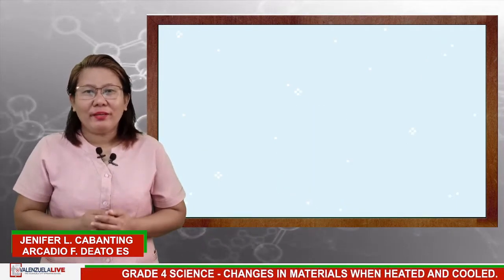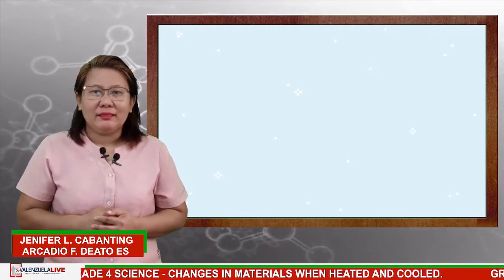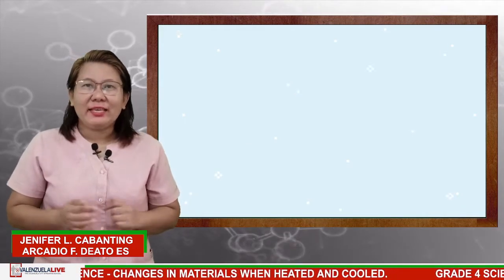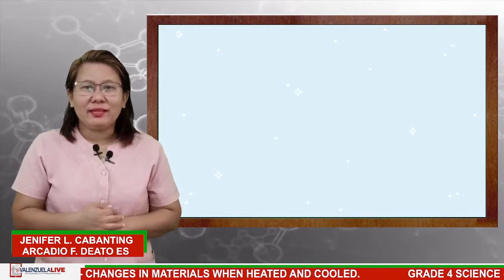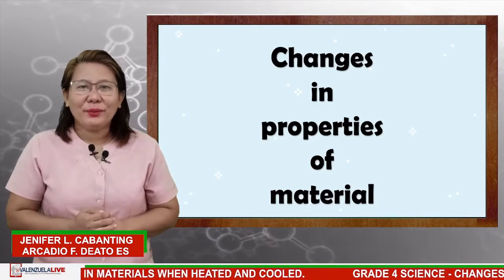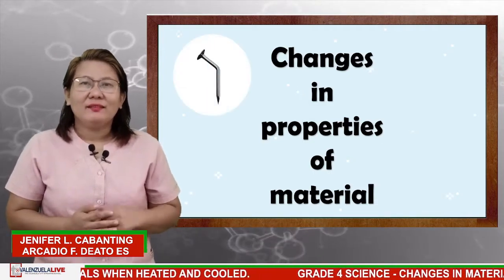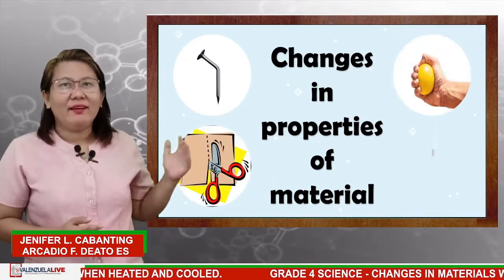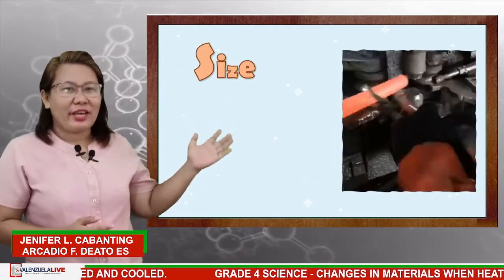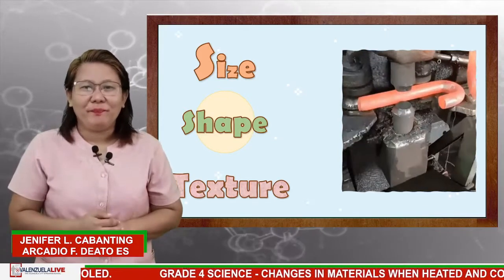Let us first have a quick review of your previous lesson of week 2 and week 3. Now, can you still remember your previous lesson? Key in what you have recalled about the previous topic in the comment box. Great! Most of you answered changes in properties of material when they are bent, cut, pressed, and hammered. These materials may change in size, shape, and texture, but no new materials are formed.